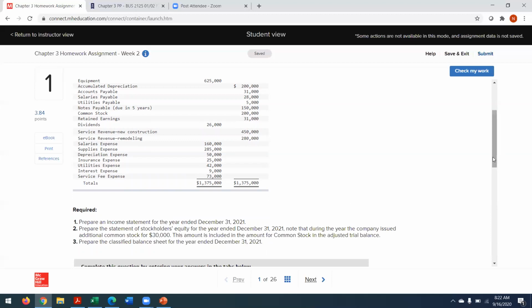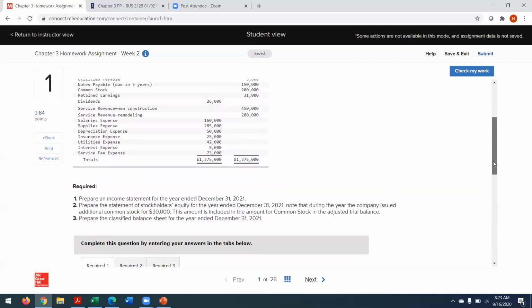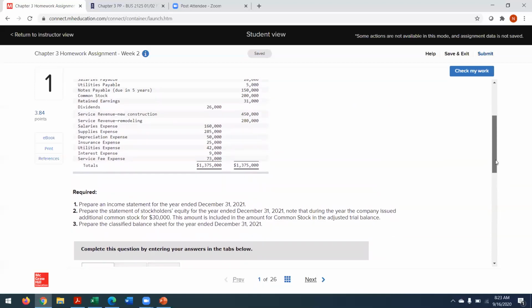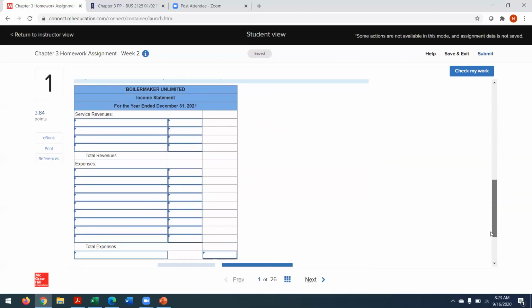And then it wants us to prepare a balance sheet. So what I want you guys to attempt on your own, you can pull up your account or your homework, is I want you to try for a couple minutes and work on the income statement.